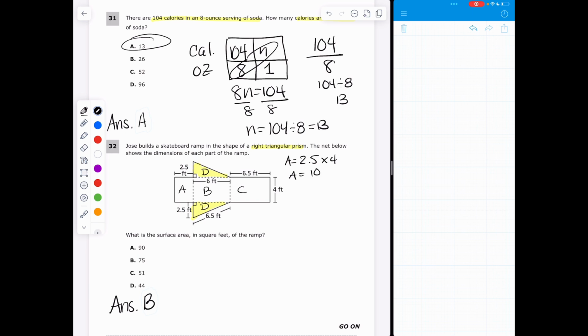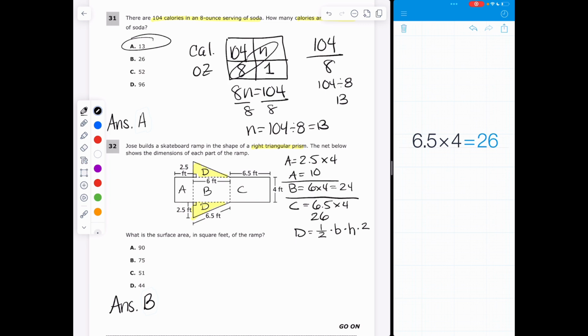For B, I have 6 times 4. That's easy, that's just 24. For C, I have 6 5/10 times 4. I'll use a calculator for this. And I get 26. And for D, this one I'm using 1/2 times the base times the height. And I know I have 2 of them. So, and then at the end I'm going to multiply it by 2.